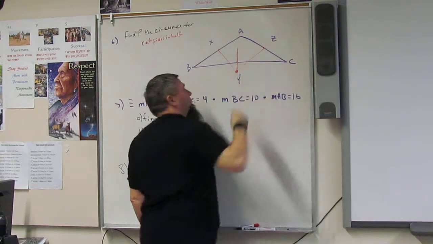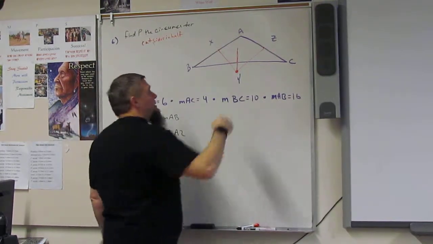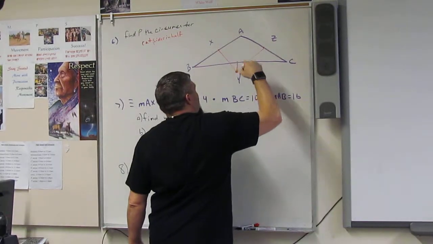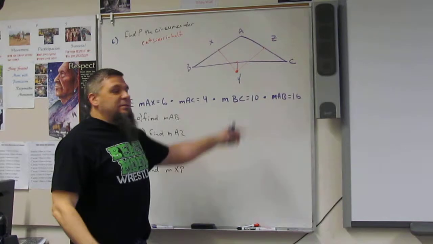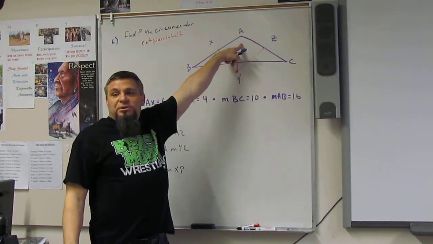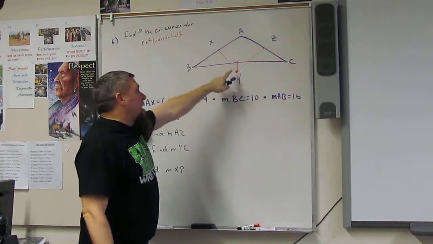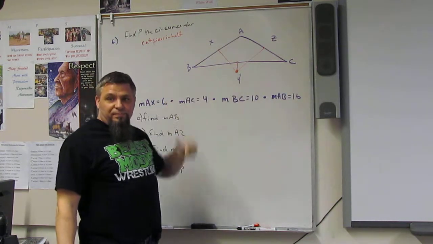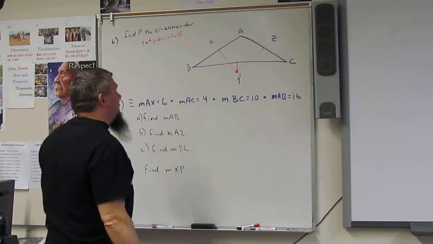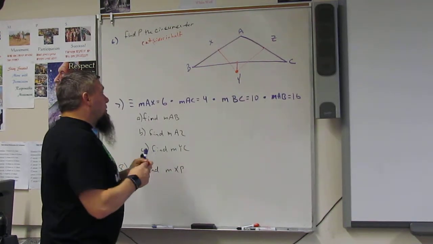You'll find that, oh, they meet outside of the circle because this is obtuse. If it were acute, it'd be inside. If it's right, it'll be on the line. Okay? On the hypotenuse. Okay?